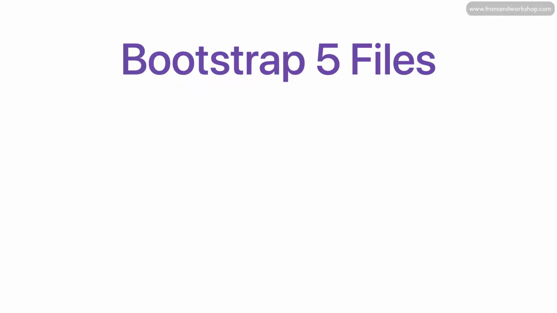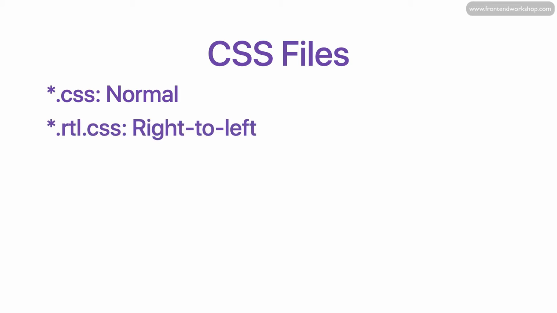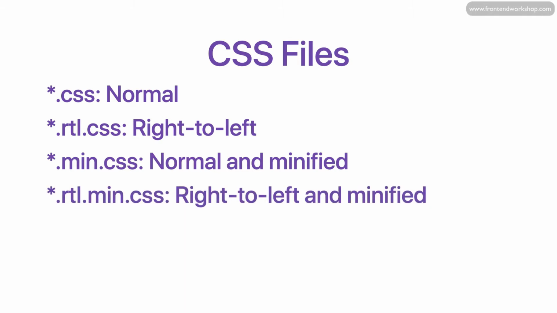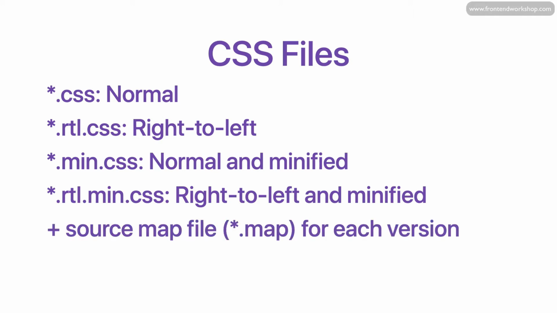Now let's take a closer look at what this folder actually contains. First, we have the CSS files. We have a normal version with the extension .css. Then we have a right-to-left version with the extension rtl.css. Then we have a normal and minified version with the extension min.css. And then we have a right-to-left and minified version with the extension rtl.min.css. For all these files, we'll also find a source map file.